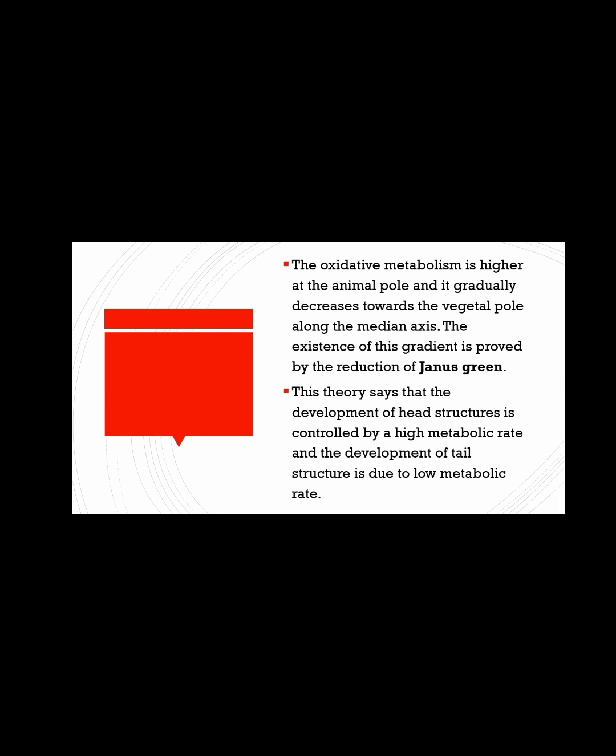The existence of the gradient is proven by the reduction of Janus green. So this theory says that the head structure development is controlled by a high metabolic rate, and the tail structure development is controlled by a low metabolic rate.